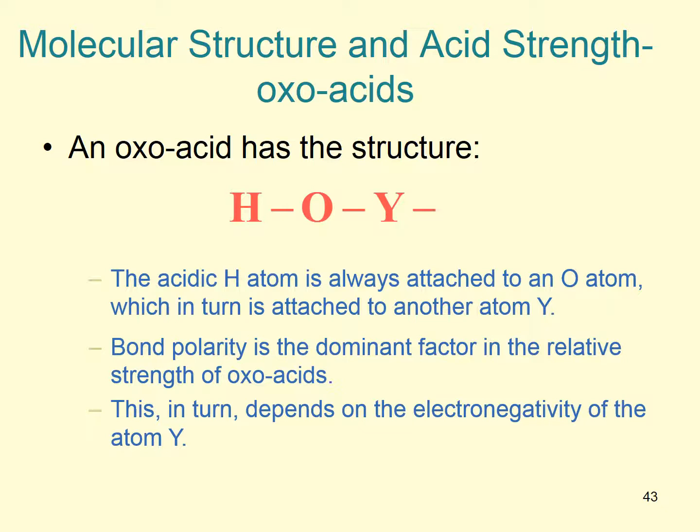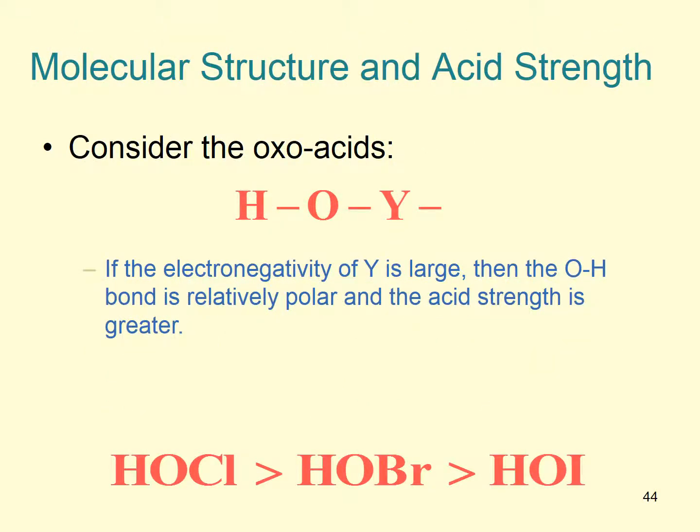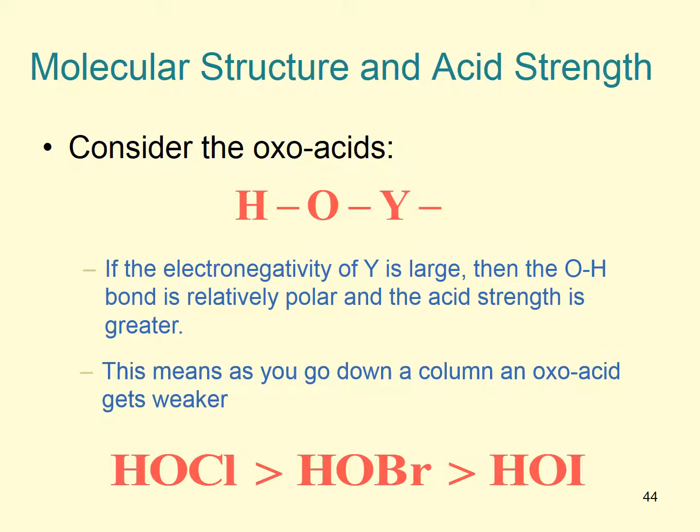it's going to actually be a weaker acid because of bond polarity and electronegativity. For example, F is more electronegative than Cl, which is more electronegative than Br, which is more electronegative than I. The bigger the electronegativity, the more polar the OH bond is and the stronger the acid. So this is the opposite trend than what we saw for the binary acid. So HOCl will be more acidic than HOBr, which is more acidic than HOI. So going down a column.